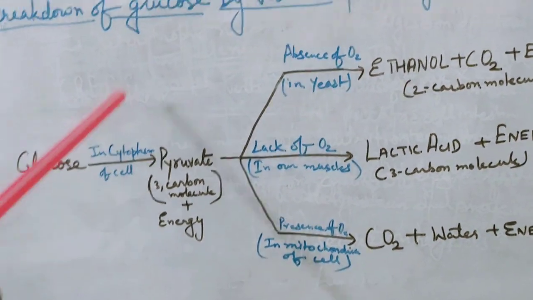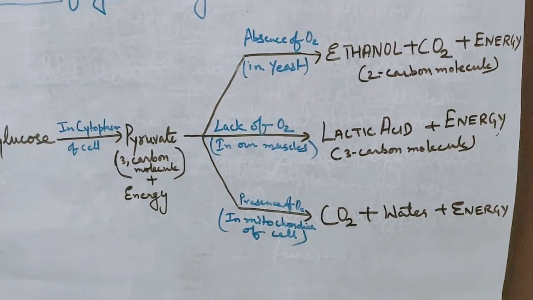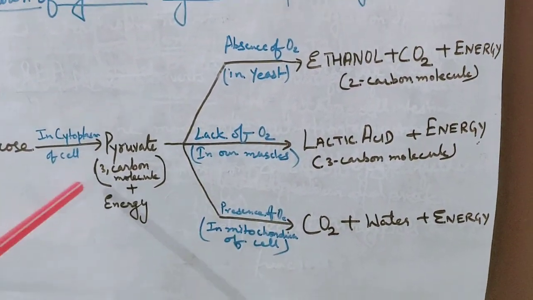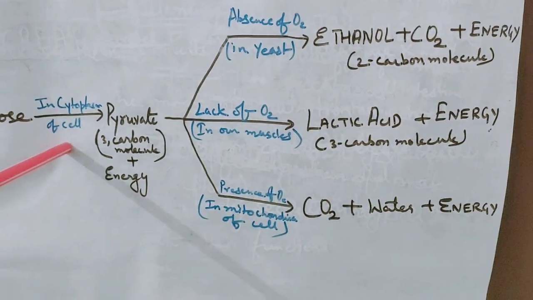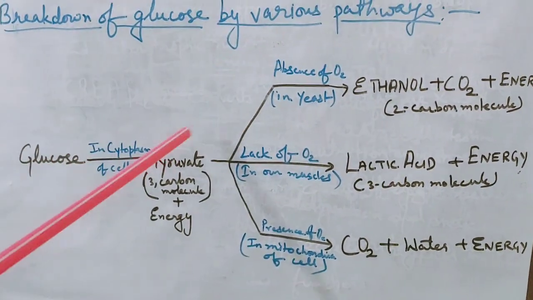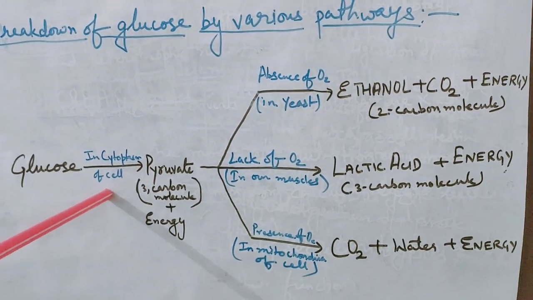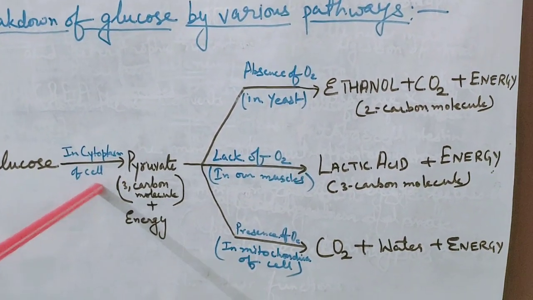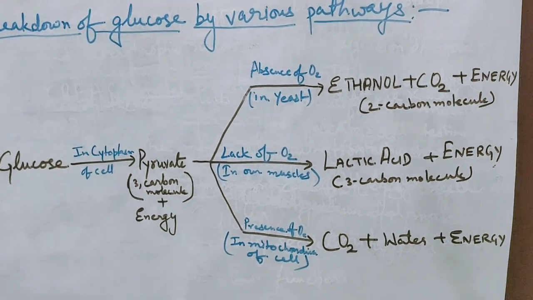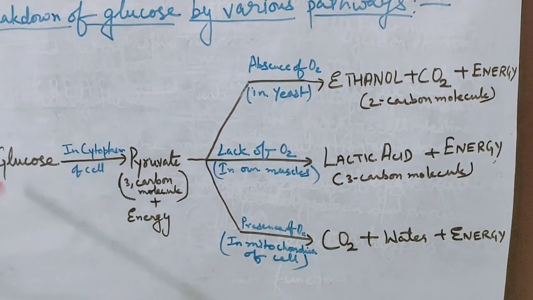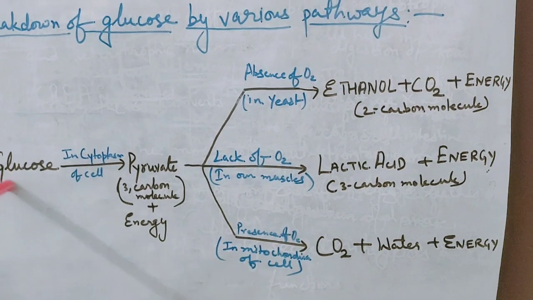It occurs in the cytoplasm of our cell, and it is present in each and every organism, whether it is a simpler one like bacteria or fungi, or a complex, multicellular, highly organized animal like human being, cat, dog, cow, elephant, these all. So let's see the glucose molecule.